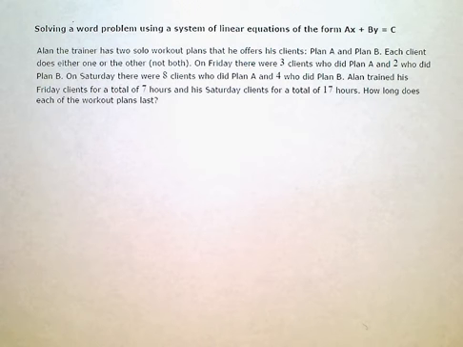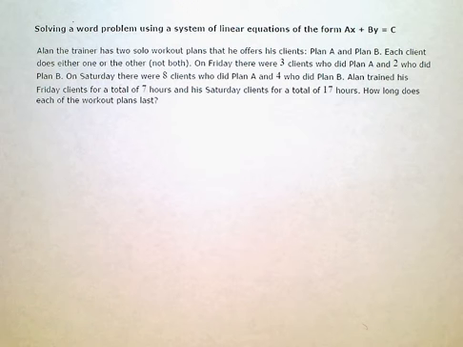On Friday, there were 3 clients who did Plan A and 2 who did Plan B. On Saturday, there were 8 clients who did Plan A and 4 who did Plan B. Alan trained his Friday clients for a total of 7 hours, and his Saturday clients for a total of 17 hours. How long does each of the workout plans last?